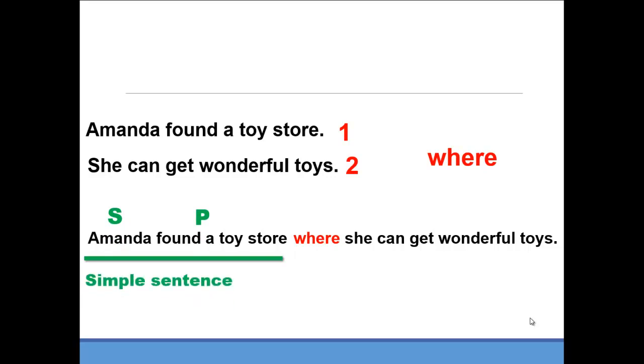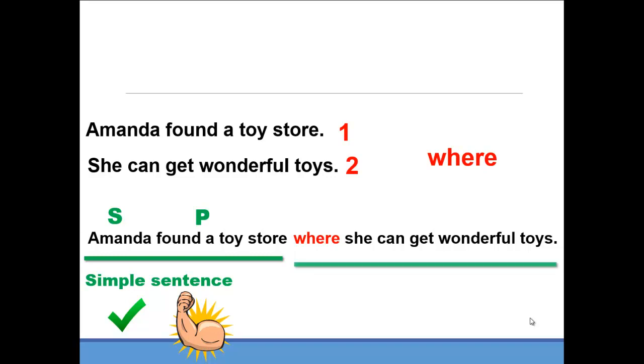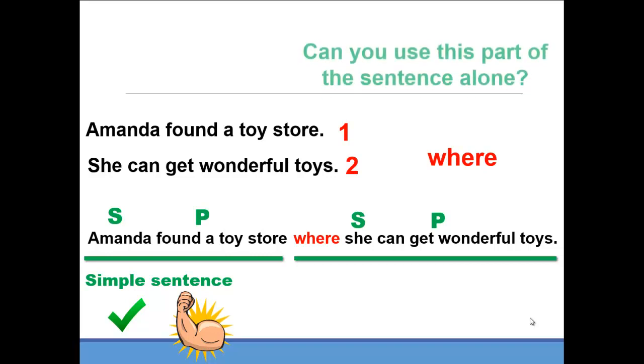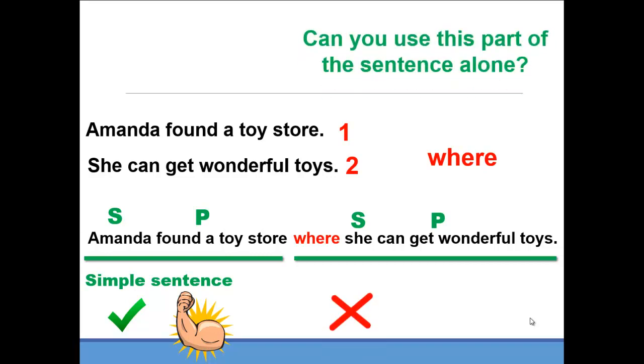Can this part of the sentence be used alone? Yes, it can be used alone. Amanda found a toy store. What about the other part, where she can get wonderful toys? She is the subject, can get wonderful toys is the predicate, but can this part be used alone? Where she can get wonderful toys? So what happened? We don't know. So can this part be used alone? No, it cannot be used alone.